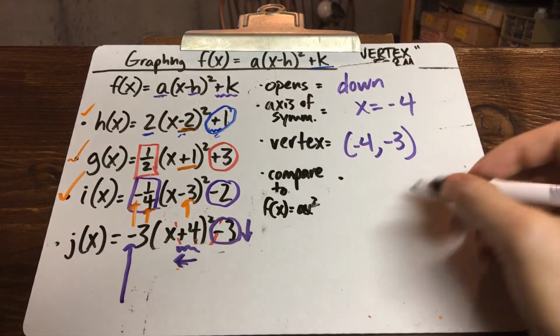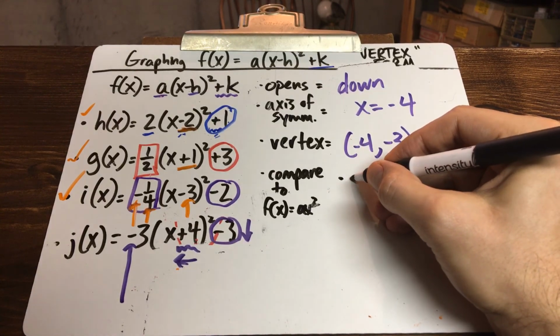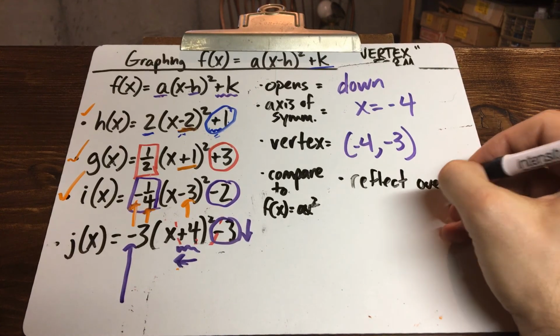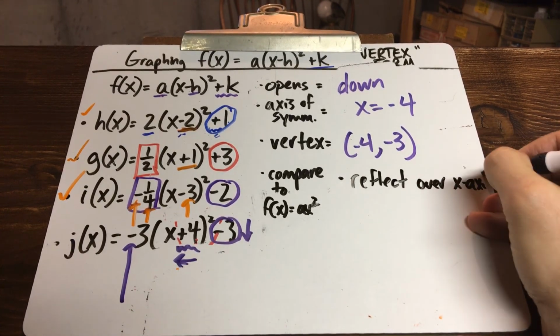When it opens down, you have to say that it is a reflection over the x-axis, just like we did on the last one.